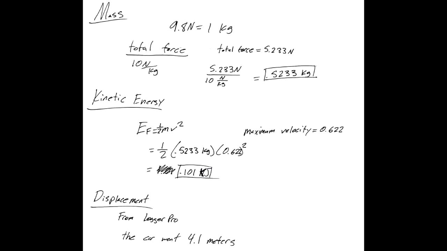And so for kinetic energy, we plug that into the equation. EK equals 1/2 mv squared, and so it equals 1/2 times 0.5233 kilograms times 0.622 squared, and that equals 0.101 kilojoules. And again, displacement equals 4.1 meters.